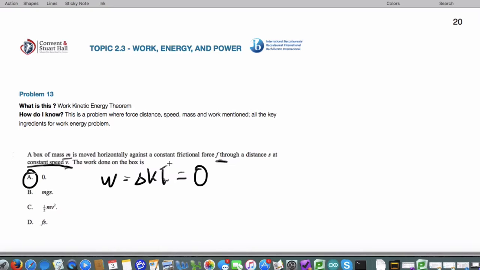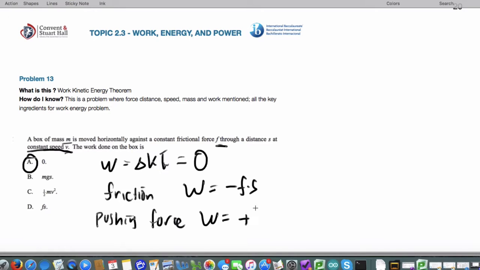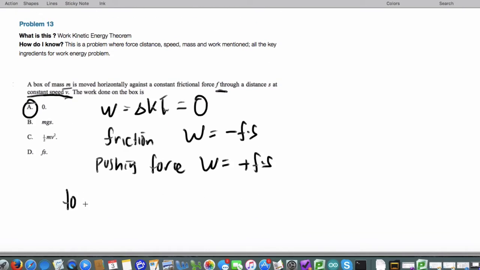Let's be clear here, though. Friction does work equal to negative F dot S because it tries to slow it down. And then the pushing force does work equal to positive F times S. And so the total work equals negative F times S plus F times S, which is a big fat 0. The work done on the box is 0. The work done by friction is negative F dot S. The work done by pushing is F times S. So the total work put into the box is a big fat 0 because you're losing energy just as fast as you dump it into the object.